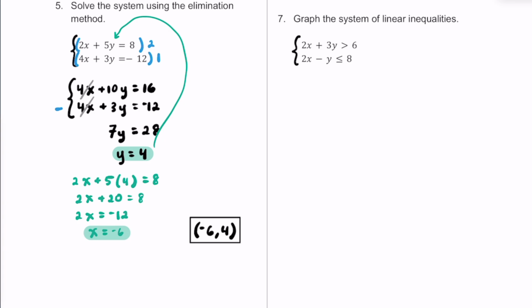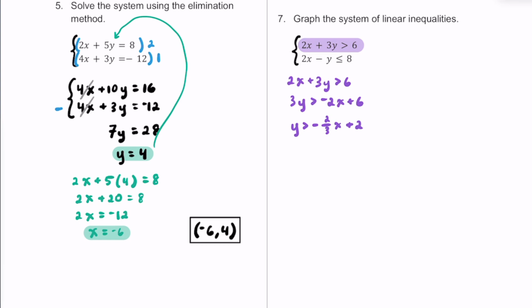Let's just take a look at one equation at a time here. For this top equation, let me just go ahead and rewrite this into slope-intercept form, just so it's going to be a little bit easier to graph. We have 2x plus 3y is greater than 6. If we take away 2x from both sides, we get 3y is greater than negative 2x plus 6. And if we divide both sides by 3, we get y is greater than negative 2/3 x plus 2. So that's going to be our first equation in slope-intercept form. That'll help us with the graph a bit.